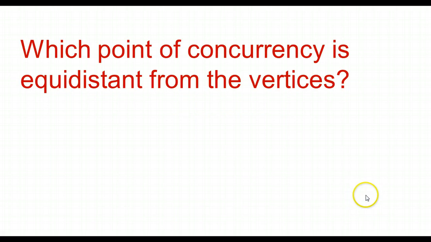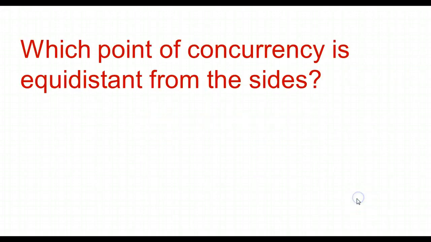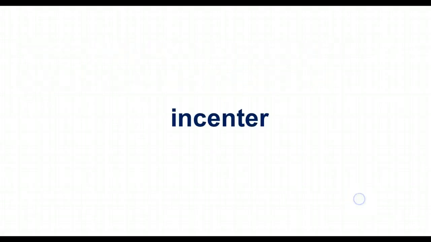Which point of concurrency is equidistant from the vertices, meaning equally distant to those corners? That is your circumcenter. Which point of concurrency is equidistant from the sides of the triangle? The incenter is equidistant to the sides. Okay, that is it for that part of the quiz.